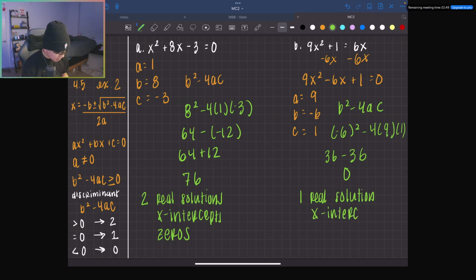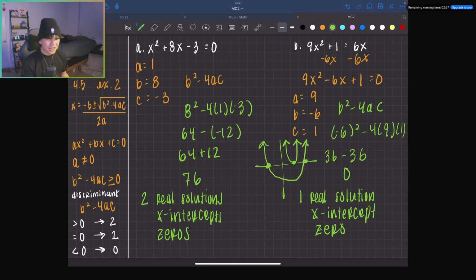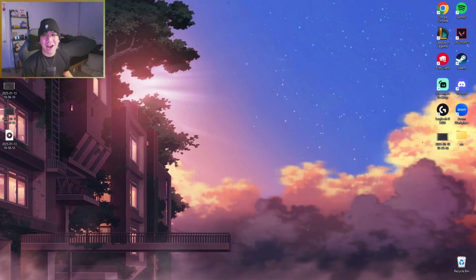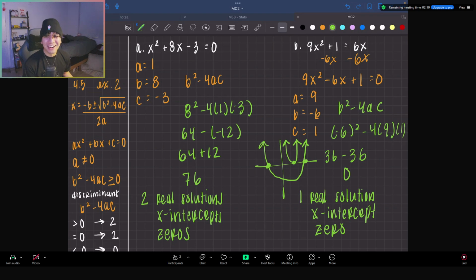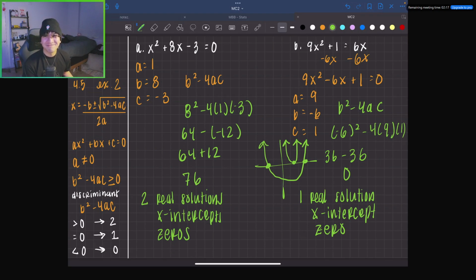x-intercept, or 1 zero. What would it look like on a graph? Well, maybe it'll look something like this parabola. See how it's touching the x-intercept only once. What would this look like? Maybe it'll look something like this, where it touches the x-intercept twice. So that's how we use the discriminant to give us a little bit more information about our quadratic equation. Okay, that's it. Bye.